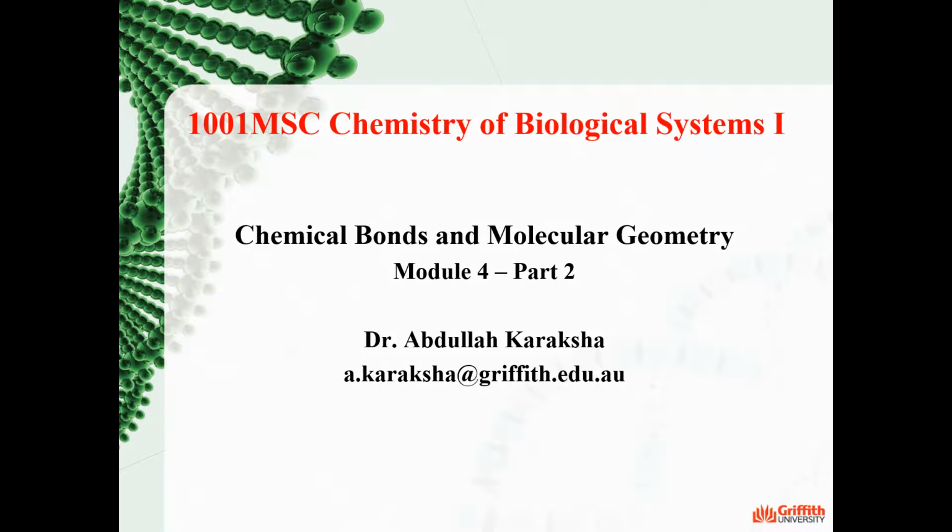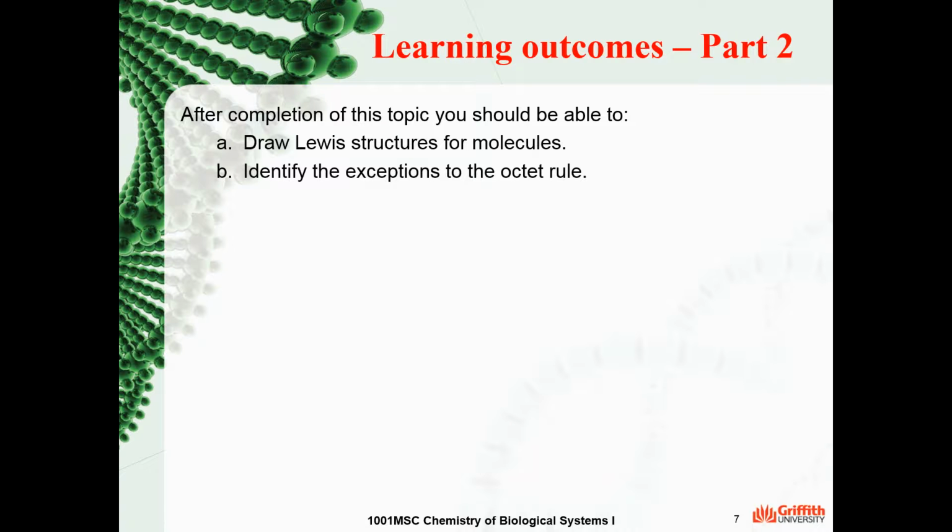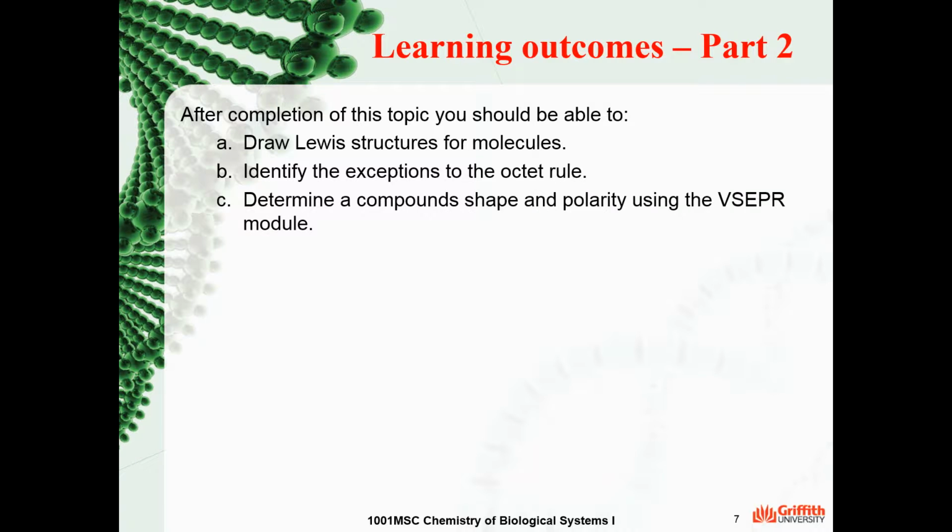Welcome to the second part of Module 4. In this part we will learn how to draw Lewis structures for compounds and how to use the VSEPR model to determine a compound's shape. The learning outcomes of the second part of Module 4 are: draw Lewis structures for molecules, identify the exceptions to the octet rule, and determine a compound's shape and polarity using the VSEPR model.